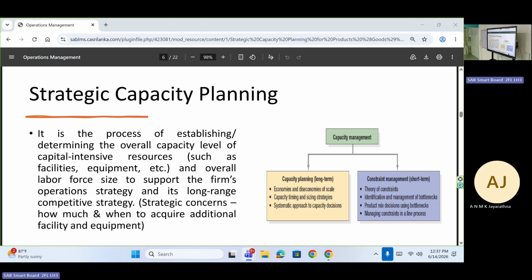And then write down, planning to acquire, another example. Planning to acquire a new manufacturing facility. A new manufacturing facility.